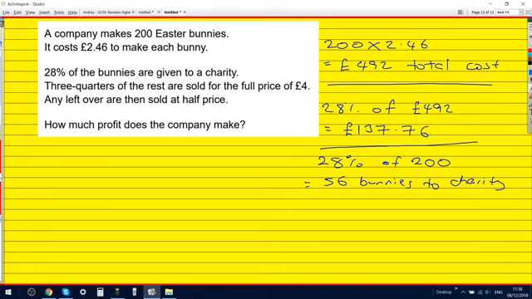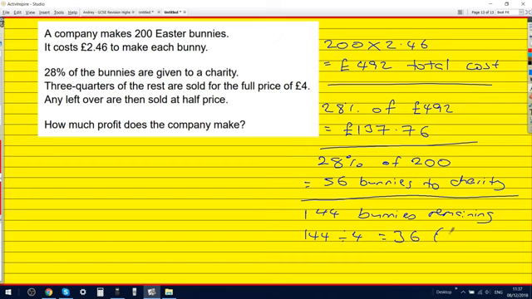So 56 bunnies are given to charity. 3/4 of the rest are sold for full price. So what's the rest of the bunnies then? 134. Oh no, 144. Sorry. So 144 bunnies remaining. Would you divide that by 4? Yeah. And that's 36. So that's 1/4. They said. Oh, okay. So that's 1/4. So that's 36.